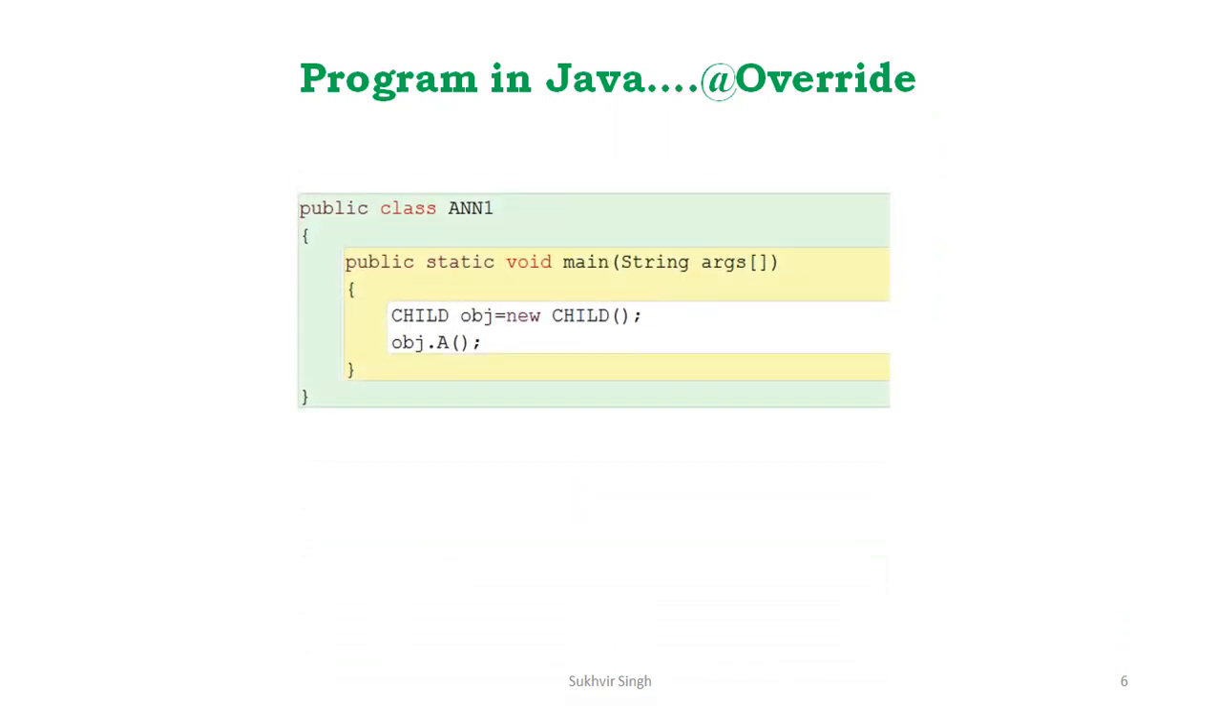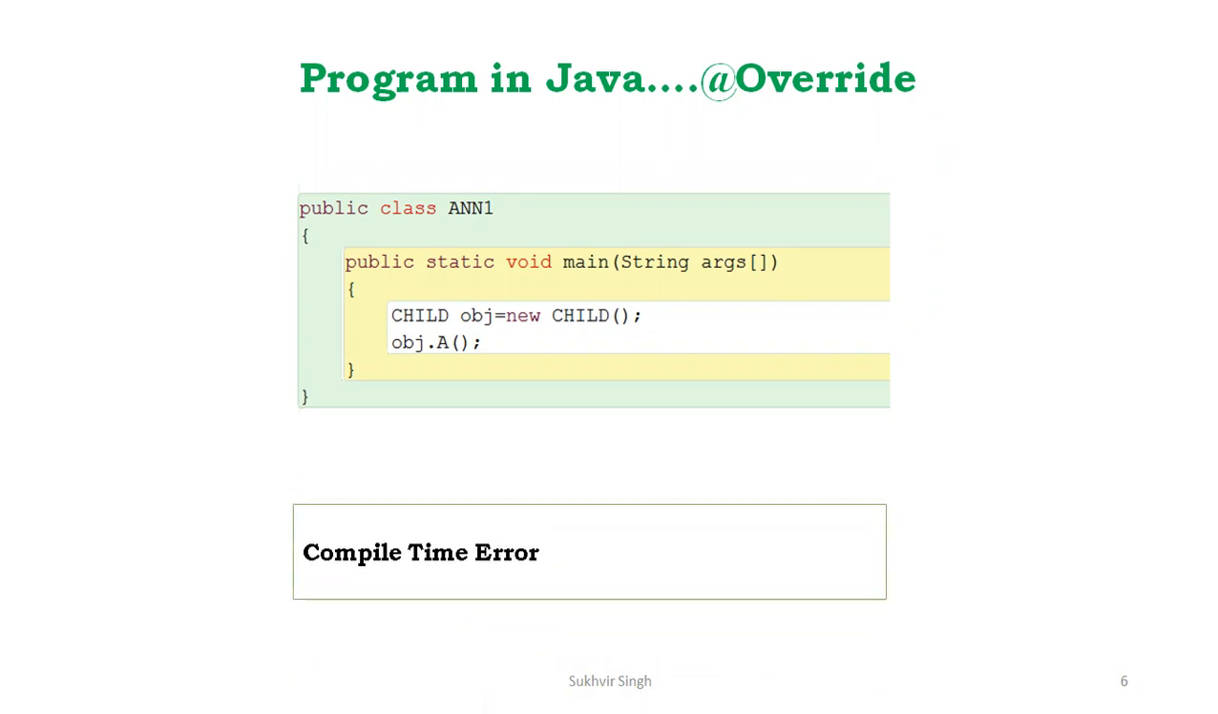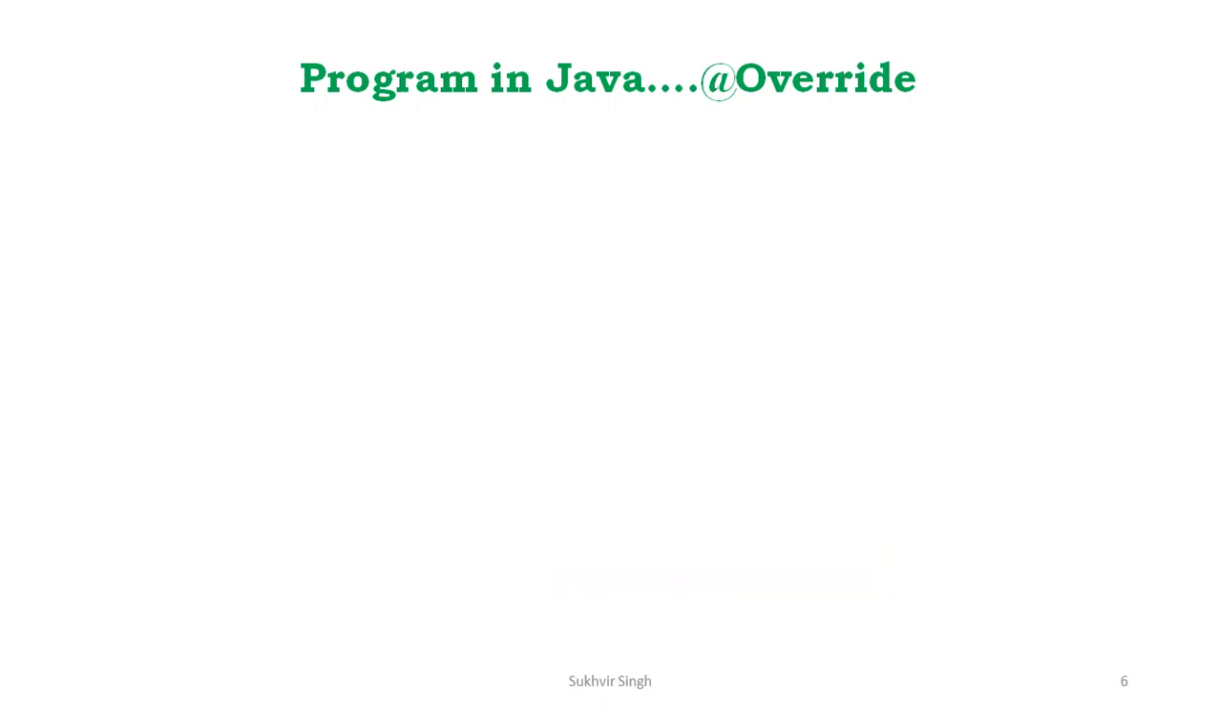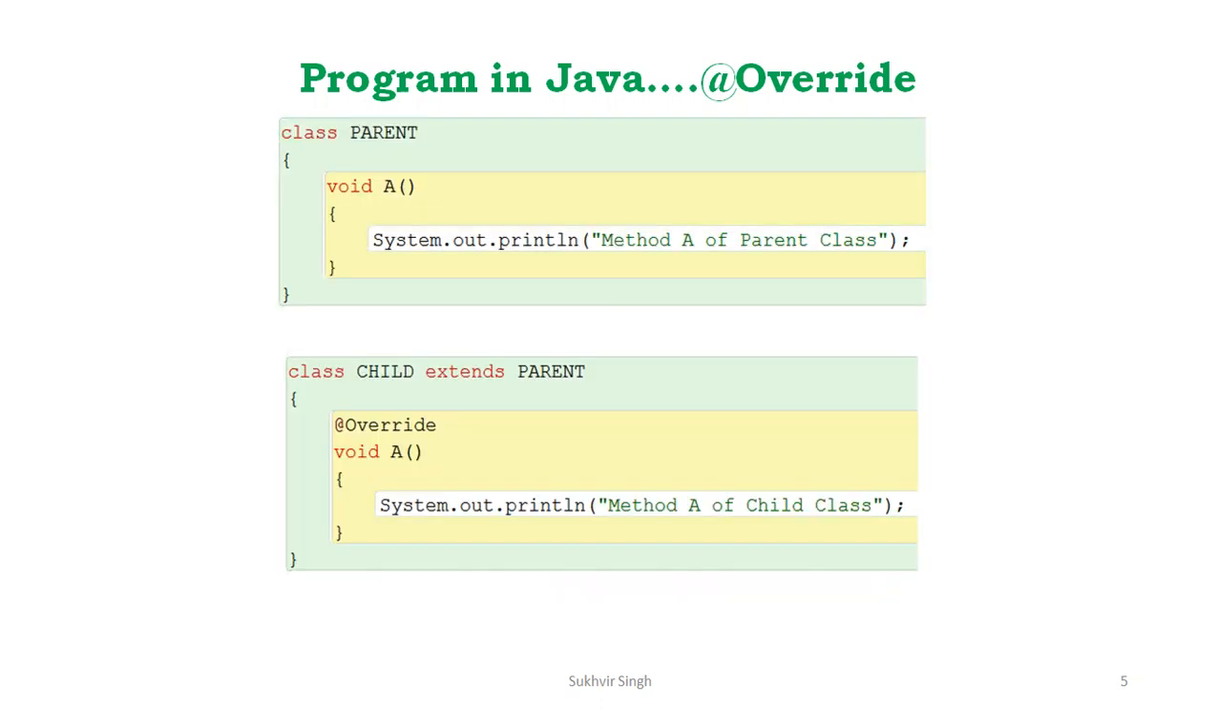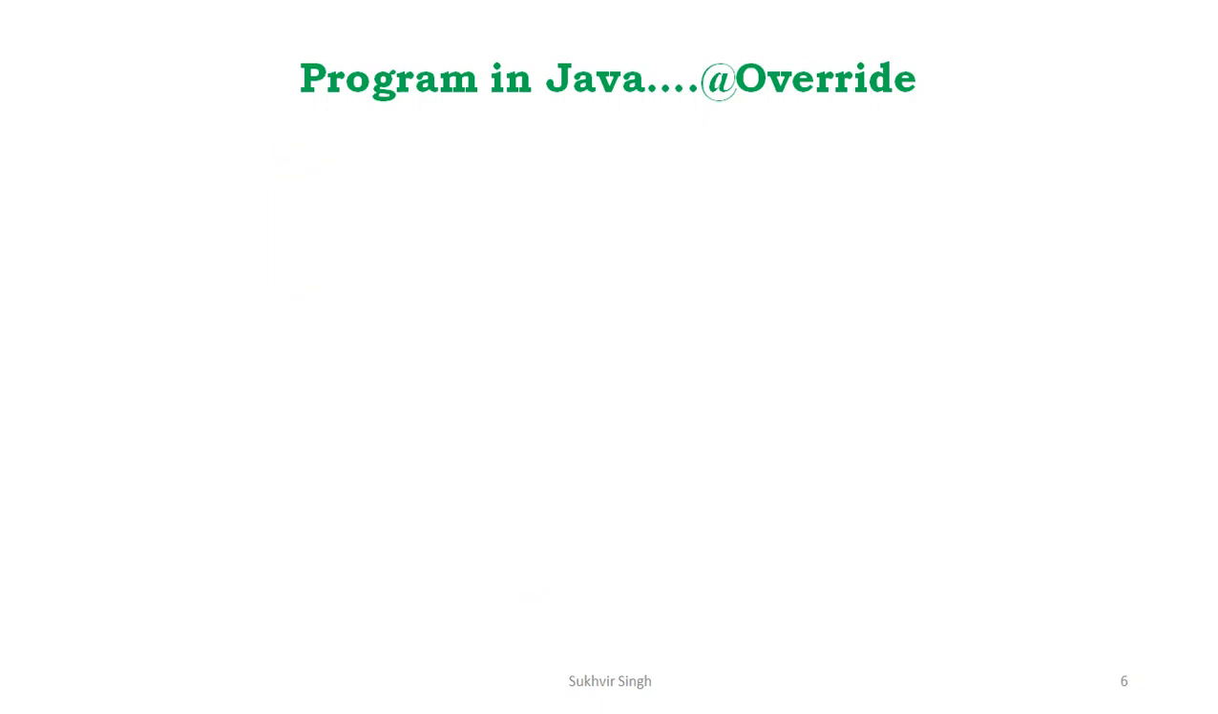Then inside main, I am creating just an object of the child class. Then with object.a, I am calling the method A from the parent as well as the child class. A compile time error is there. If I remove the Override content, then the program will execute fine without the compile time error.